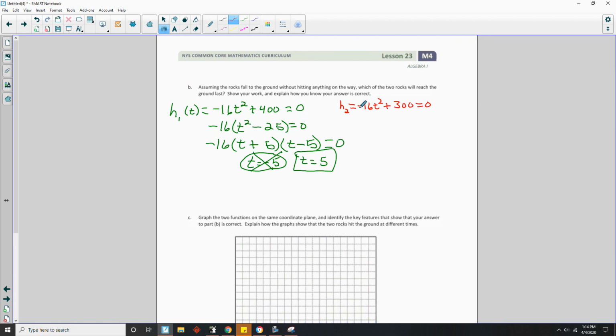So here's what we're working with. Negative 16t squared plus 300 equals 0. Subtract 300 from both sides, leaving us with negative 16t squared equals negative 300.